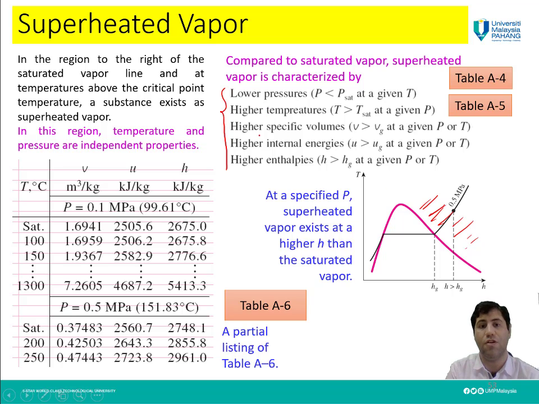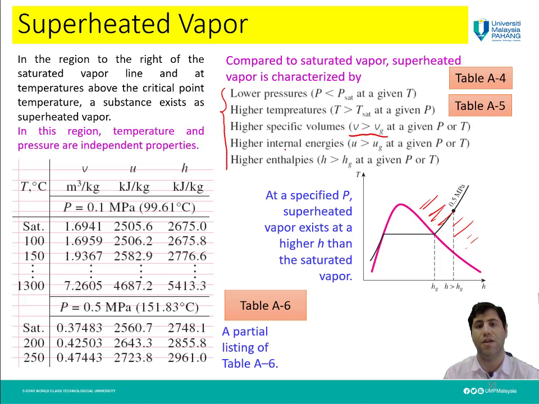And also in the case of higher specific volume. Again, from table A4 or table A5, we can go there and find the vg. If the specific volume of the substance which we have is higher than vg, the specific volume of saturated vapor for that substance at the given temperature, we can again understand that it is in the superheated region.